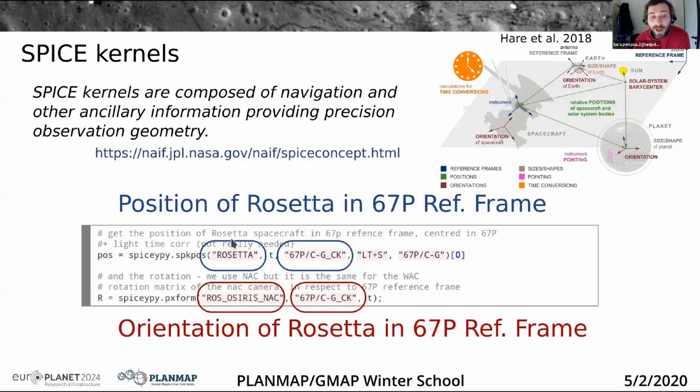And the same applies, for example, for the rotation. You can ask the orientation of a specific camera with respect to a specific reference frame, the one of the 67P comet here, at a given time. And that is really important. I know that many of you might be working with tools that are not transparent in that regard because they might be doing this service for you, but getting an understanding of how SPICE kernels work, I believe, is really useful.